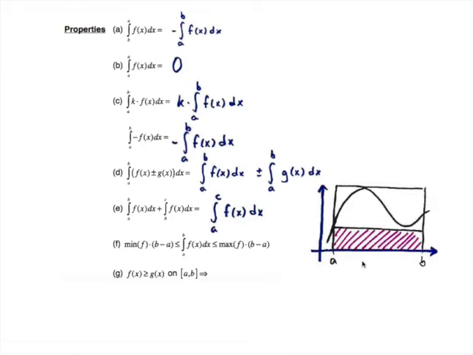You can do exactly the same with the maximum value of the function on the interval. It happens somewhere here. We could call this point C. F of C is the highest. It's the maximum value of the function on the interval AB, and therefore the area under the curve is bound to be less than or equal to the area of that rectangle. Again, base times height is base b minus a times height, which I just called f of c. Here it's called the max of f.